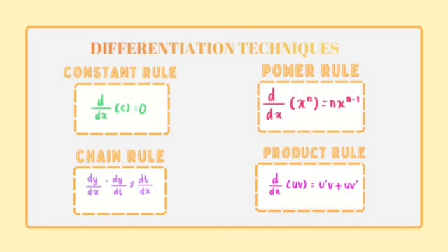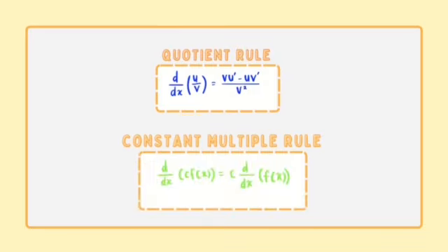Fourth, product rule. The product rule is used to find the derivative of a function that is the product of two other functions. Fifth, quotient rule. The quotient rule is a method used to find the derivative of a function that is the ratio of two other differentiable functions. Sixth, constant multiple rule. The constant multiple rule states that the derivative of a constant multiplied by a function is the constant multiplied by the derivative of the function.